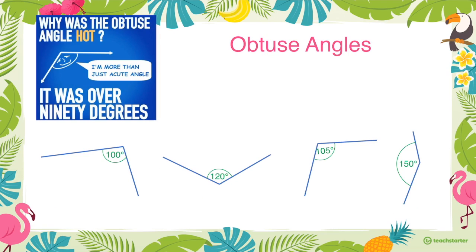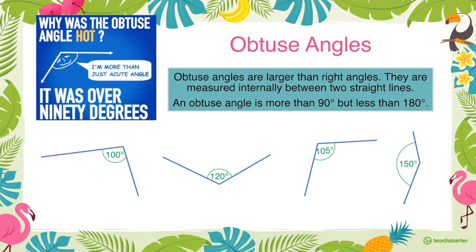Next, obtuse angles. I like this little joke. Why was the obtuse angle hot? Because it was over 90 degrees. So obtuse angles are larger than right angles. They're more than 90 degrees, but less than 180. So all of these are obtuse angles. So more than 90, but less than 180.